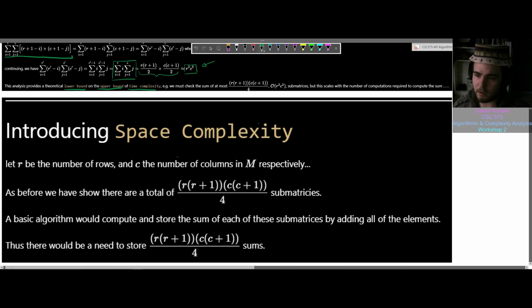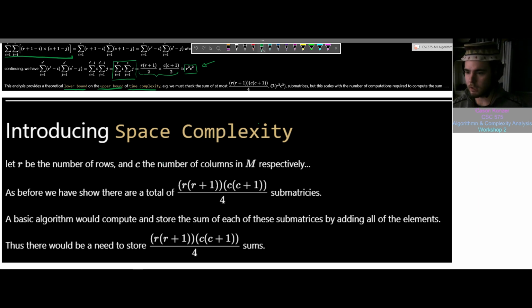Continuing on, this also gives us an upper bound on the upper bound of space complexity. And here when I'm saying lower bound on the upper bound, I'm saying lower bound on the worst case. And same here, this is the upper bound on the worst case for space complexity that I consider. And the worst case being that the value does not exist as the sum of any submatrix, in which case you need to check every single submatrix to verify that.